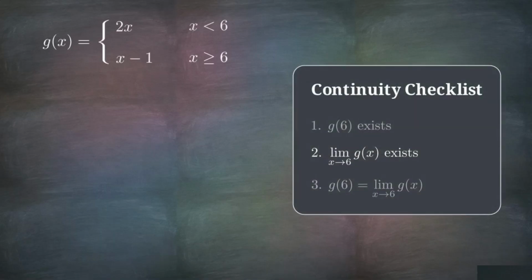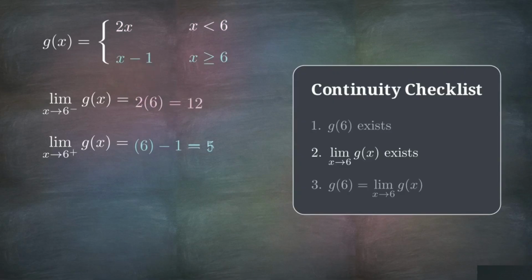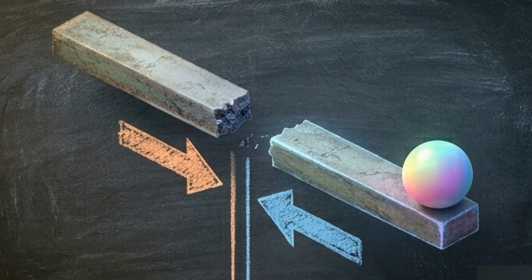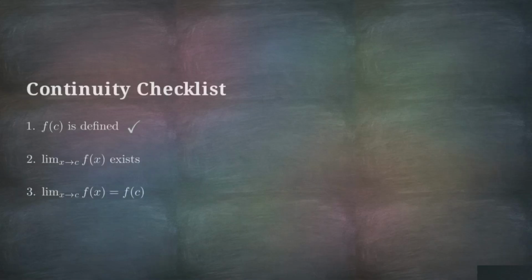Approaching from the left triggers the top equation, giving 12. Approaching from the right triggers the bottom equation, giving 5. Because these two directional limits do not match, the general limit does not exist. The function fails the second requirement. This failure at the boundary shows that the two sections of the piecewise function do not meet at the same vertical level. We can conclude the proof.